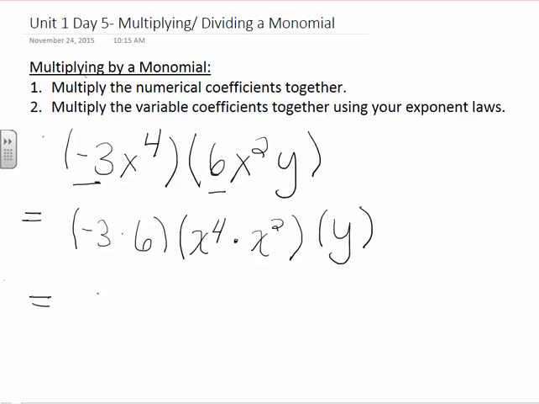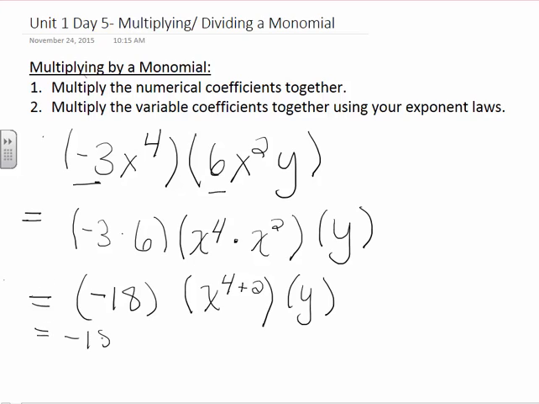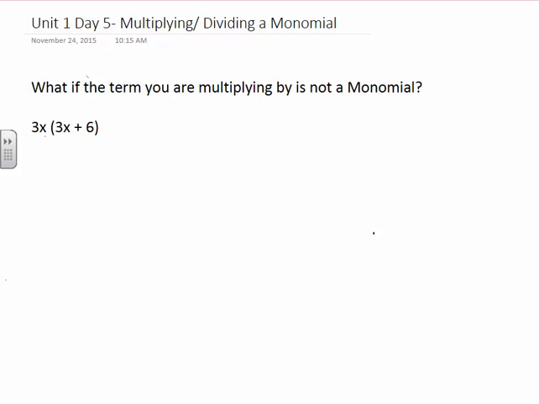So x to the 4 times x to the 2, and then we'll keep our y's together. Now negative 3 times 6 is negative 18. x to the 4 times x to the 2, using our exponent laws, and y is still the same. And finally we have negative 18 times x to the 6 times y, and then we multiply everything together to get rid of our brackets and get to our final answer: negative 18 x to the 6 y.